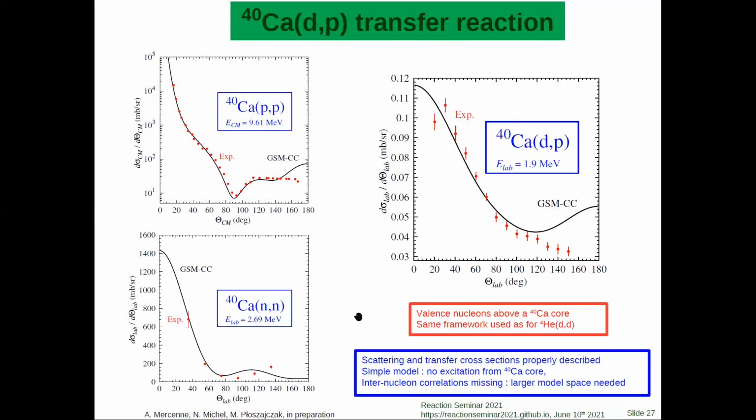Nevertheless, internucleon correlations are missing. And in the future, if we want to consider the DP reaction, we have to include more correlations by having a larger space.